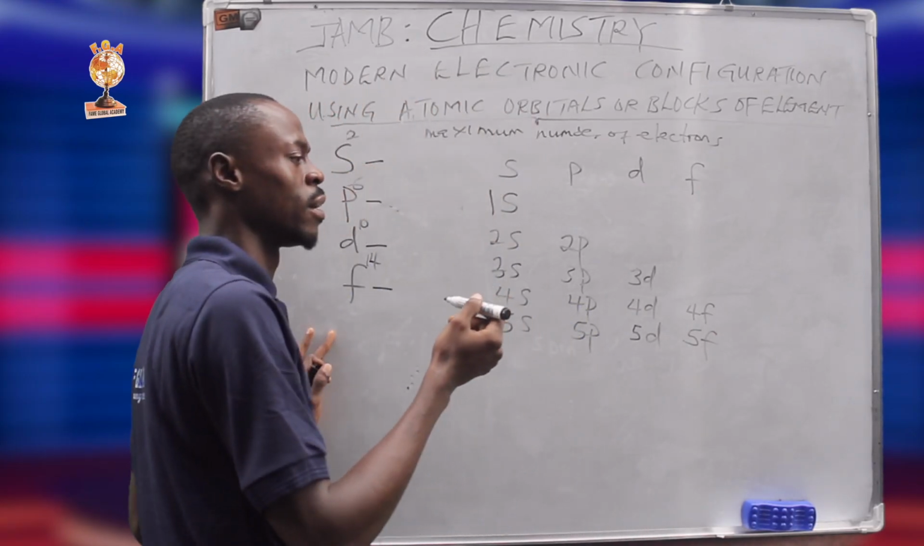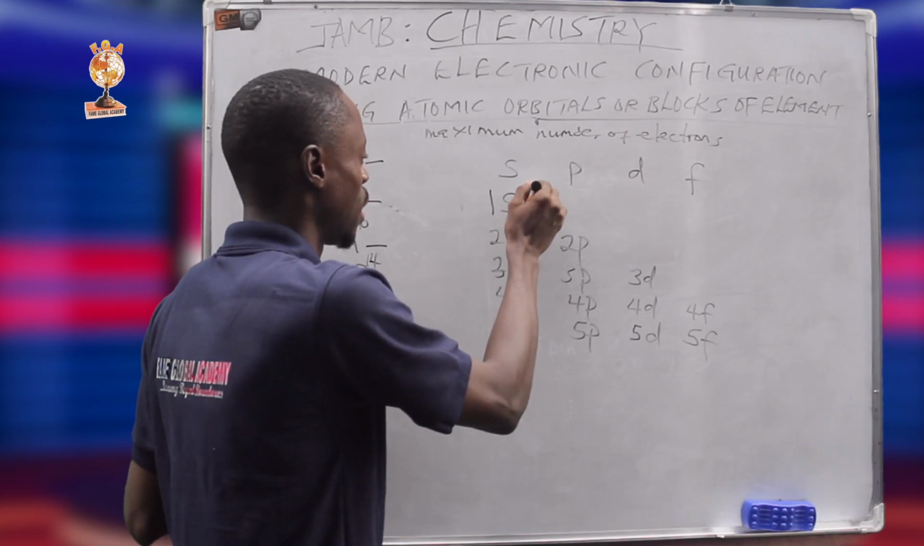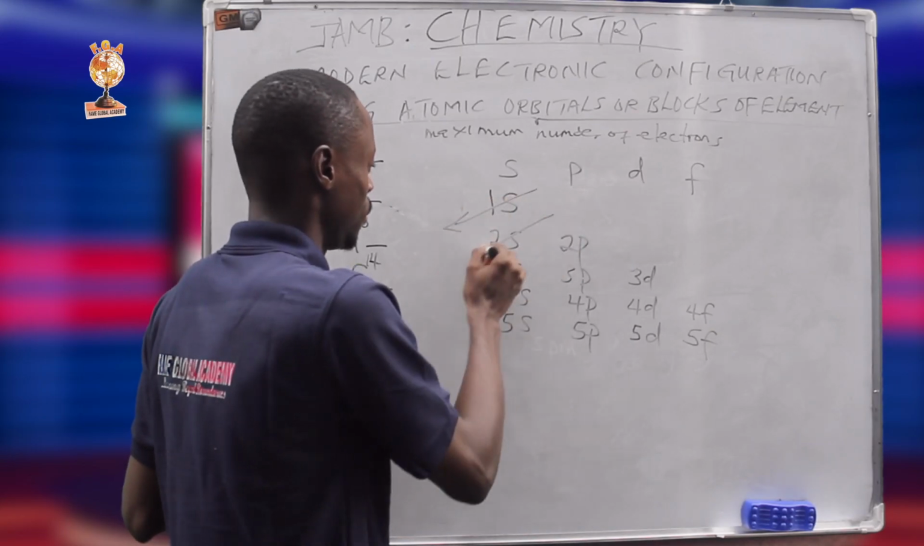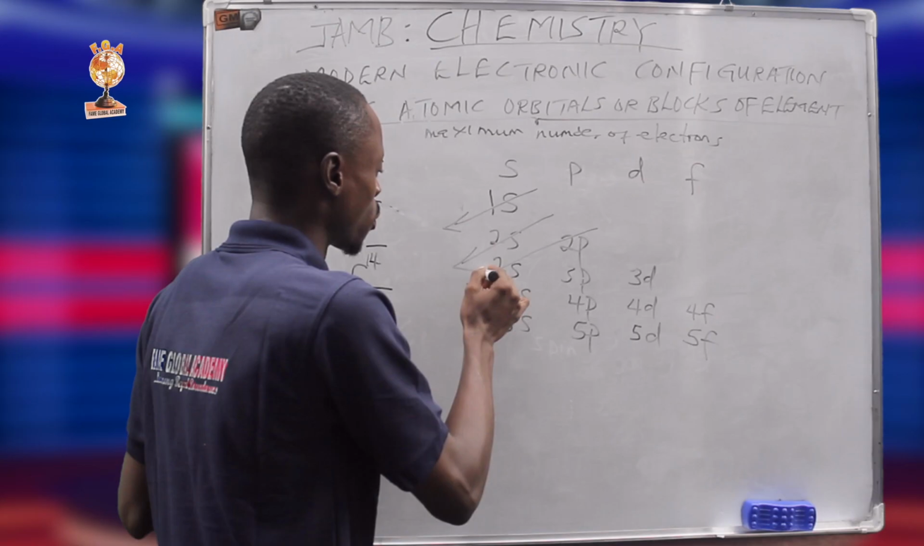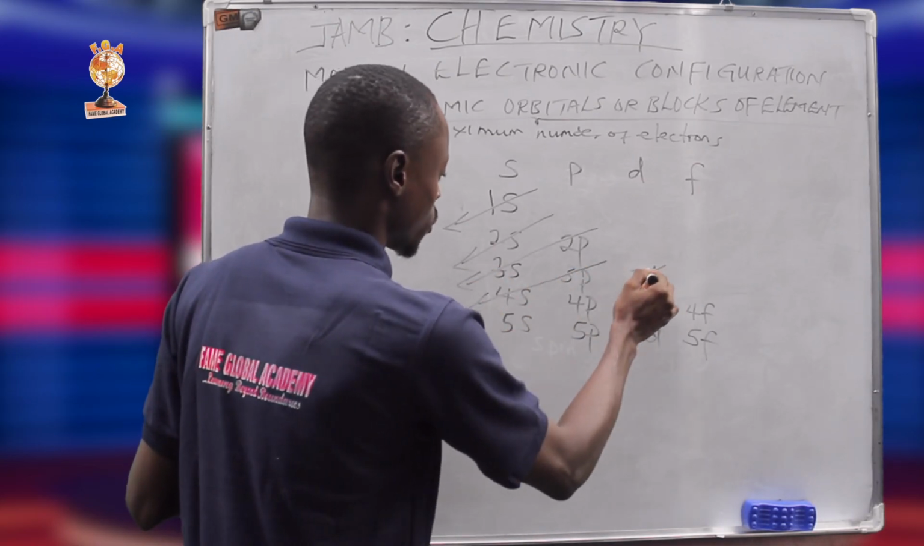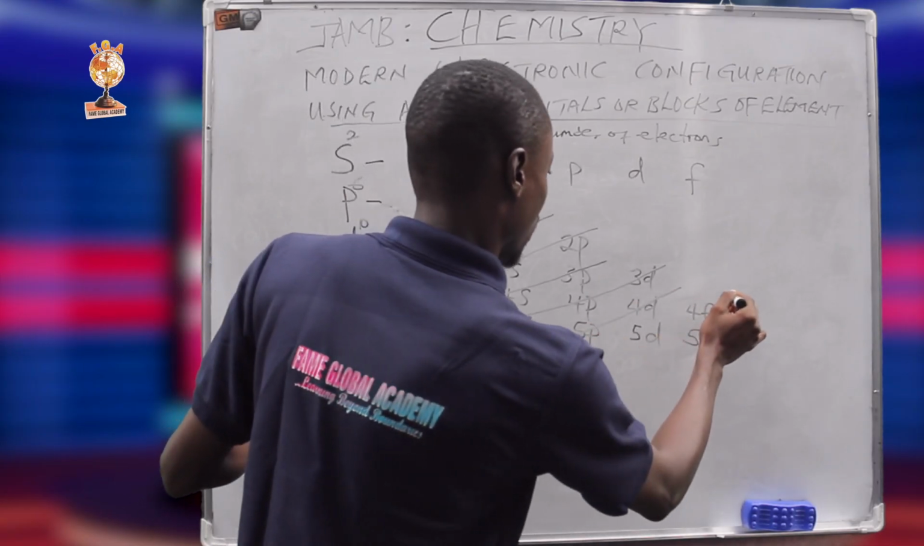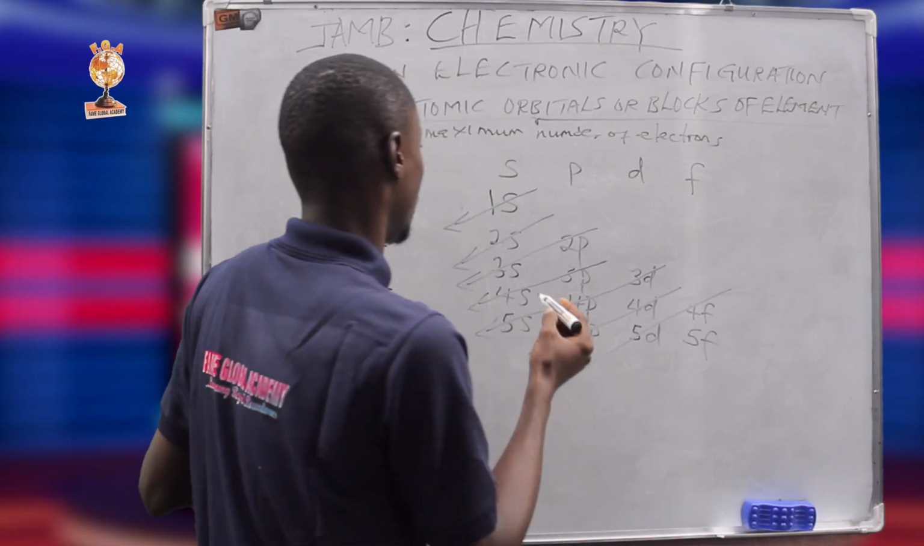How do you pick these orbitals? You pick in this manner. This progression is showing us the various energy levels from the highest energy level to the lowest energy level. I'll show you the application. Now, how do you pick?